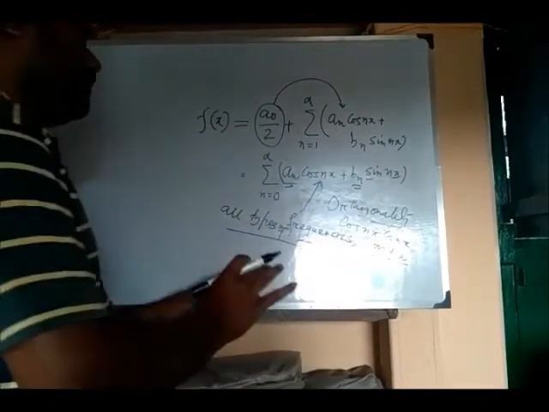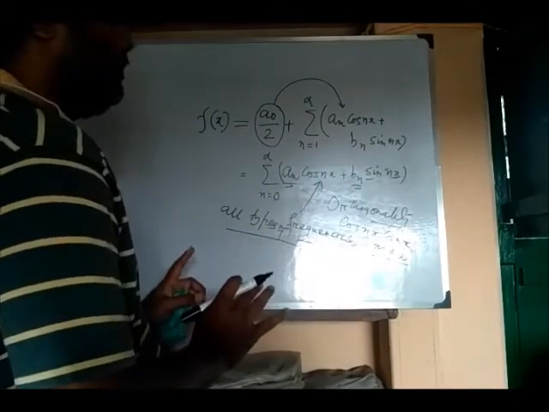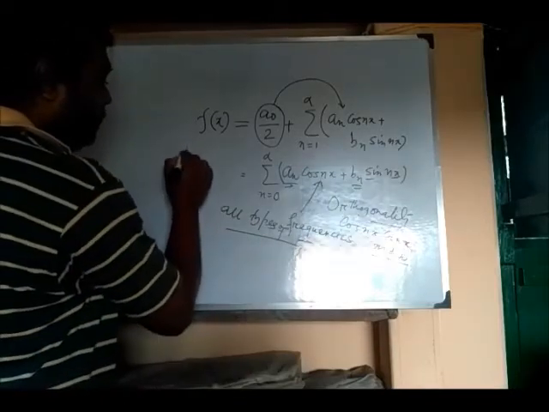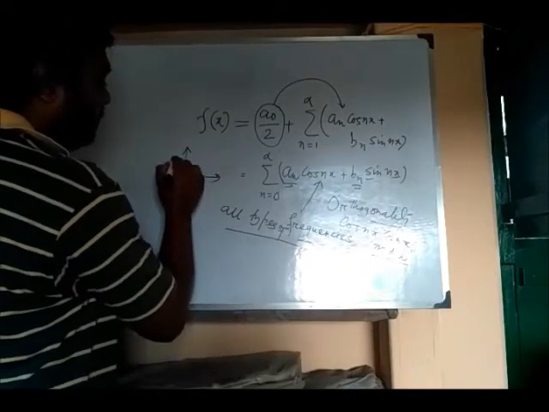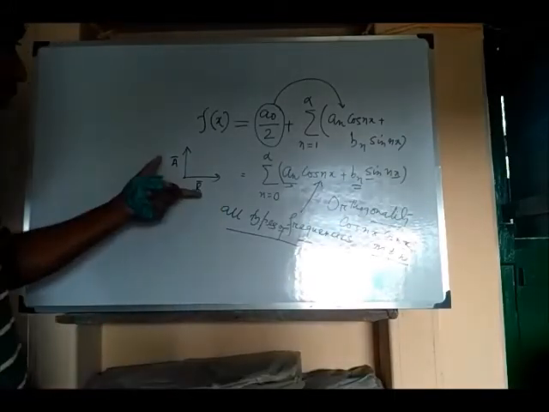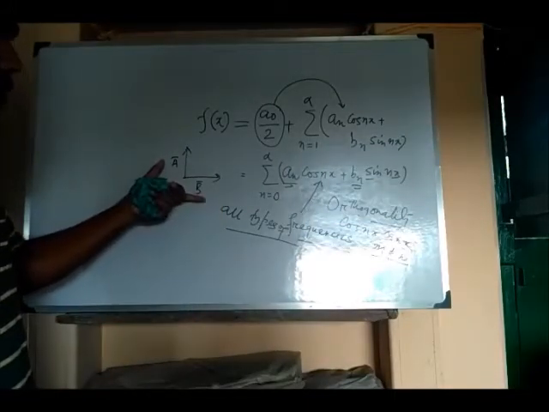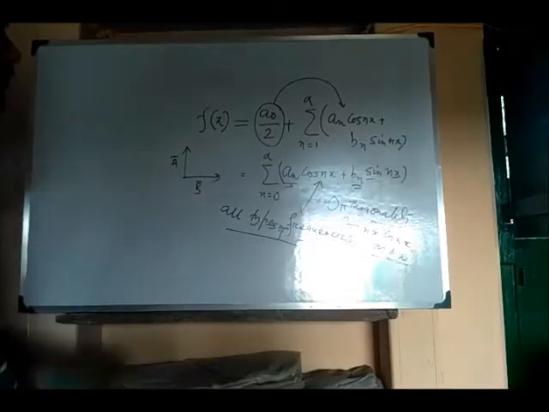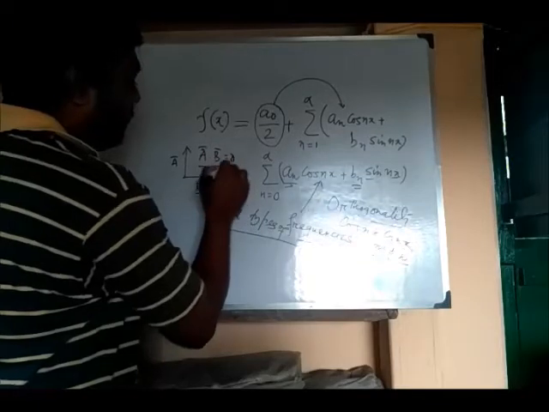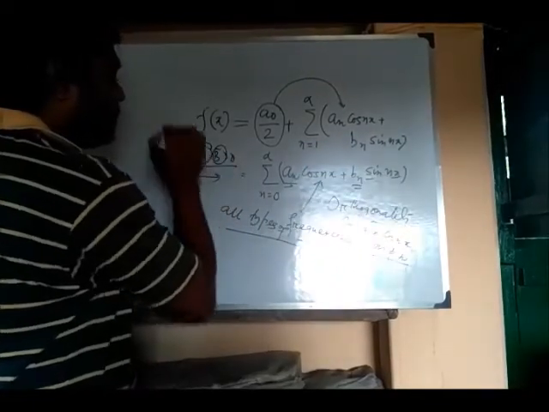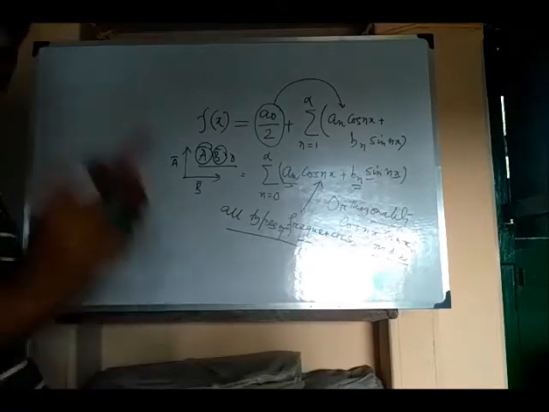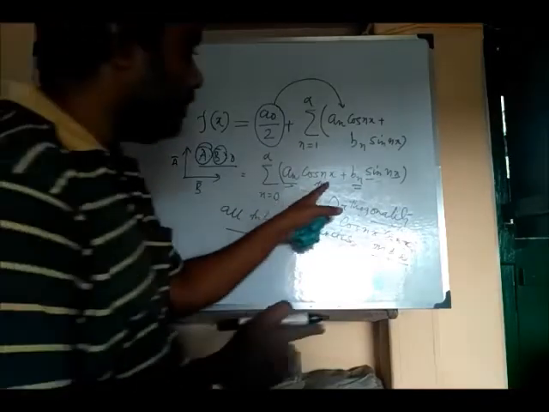So what does orthogonality mean? In case of vectors, just remember that orthogonality means two vectors are perpendicular to each other. If the dot product between two vectors is 0, a dot b is 0, then you can say that these two vectors are orthogonal to each other. The same thing happens here.